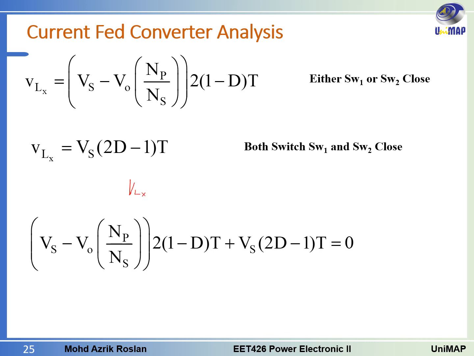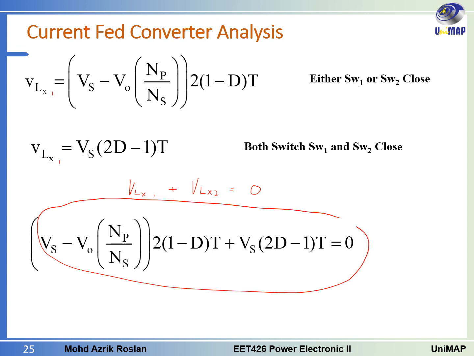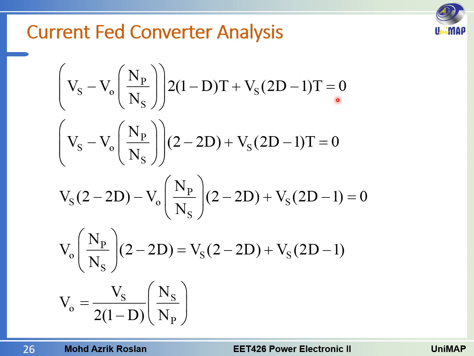So what we have to do is this is VLX1, this is VLX2. VLX1 plus VLX2 equals 0. So we have to arrange the equation like this, and then solve for the value of VOUT. So we have to find VOUT equals what? This is the step by step of how you can reduce the equation and come up with this output voltage.